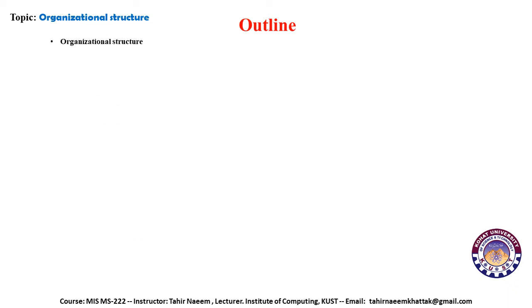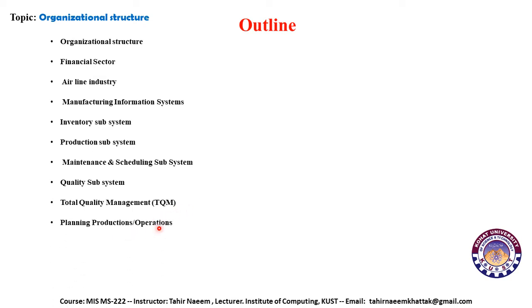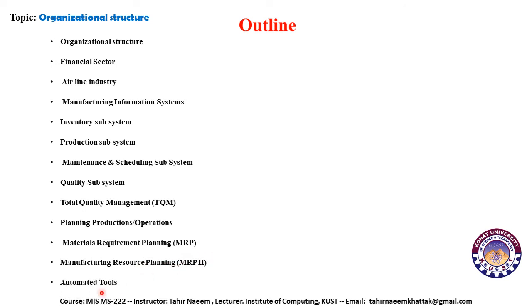Outline. First of all, we will discuss organizational structure, then the financial sector, then the airline industry, then the manufacturing information system, then the inventory subsystem, then the production subsystem, then the maintenance and scheduling subsystem, then the quality subsystem, then total quality management or TQM, then planning, production or operations, then material requirement planning or MRP, then manufacturing resource planning or MRP2, then automated tools.